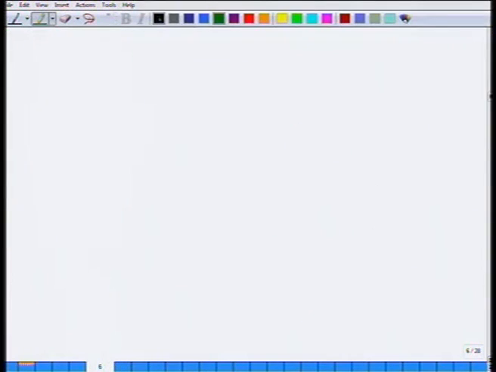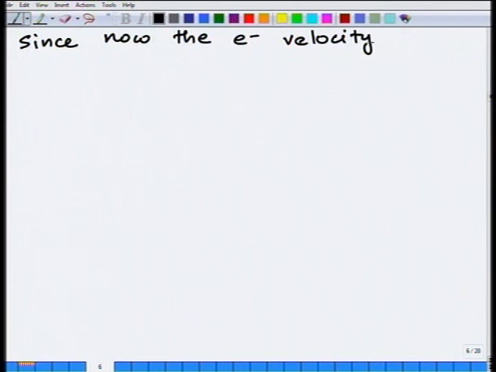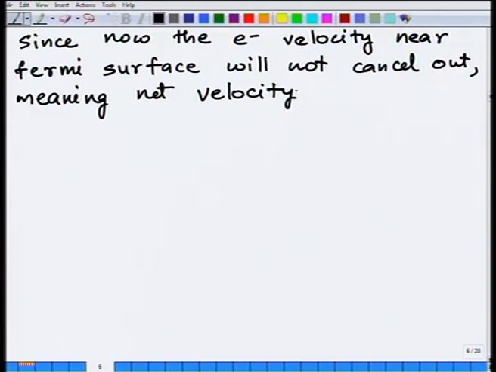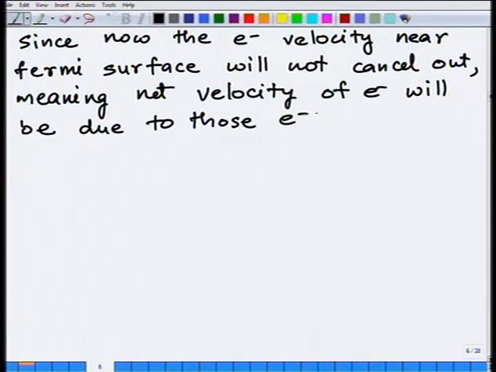This is very important. Therefore, since now electrons, the electron velocity near Fermi surface will not cancel out, meaning net velocity of electrons will be due to those electrons which are near Fermi surface.